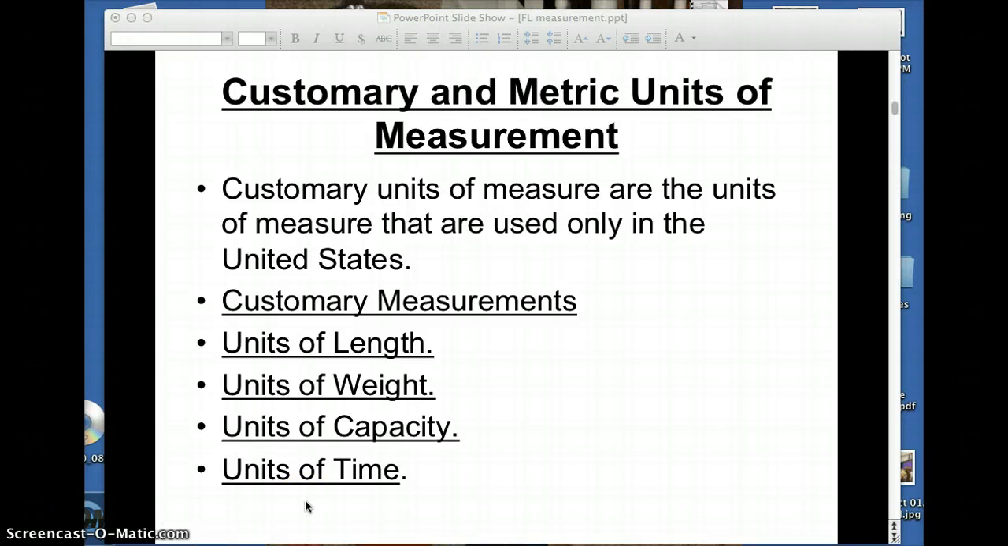Okay guys, today we're going to look at customary units. We're getting into measurement, so we'll be looking at customary units of measurement and metric. But today we're just going to start looking at customary units, and customary units of length is where we're going to go to.